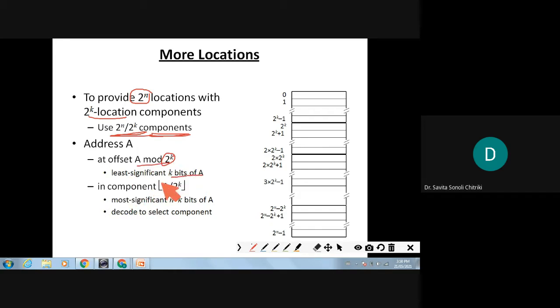In the component, see here, then take the lesser value of A divided by 2 to the power k. Whichever lesser value you get, that you should take. So the most significant n minus k bits of A decode to select the component. The same thing is being shown here, right? This is very important. Now next, one problem is there, better we'll do that.